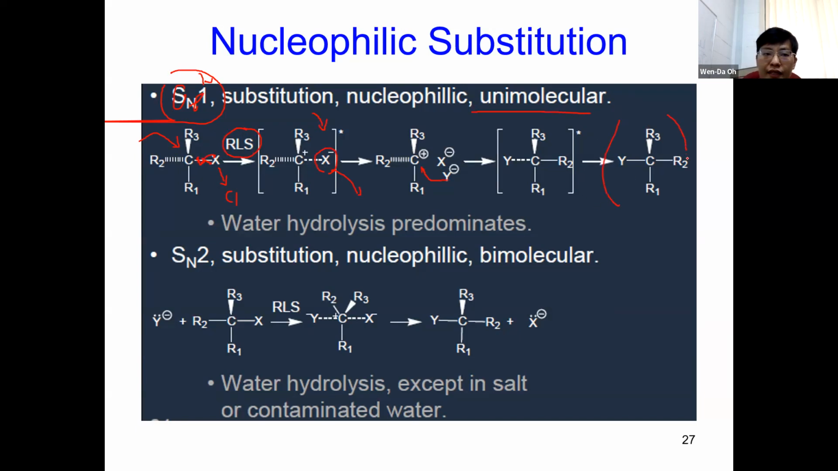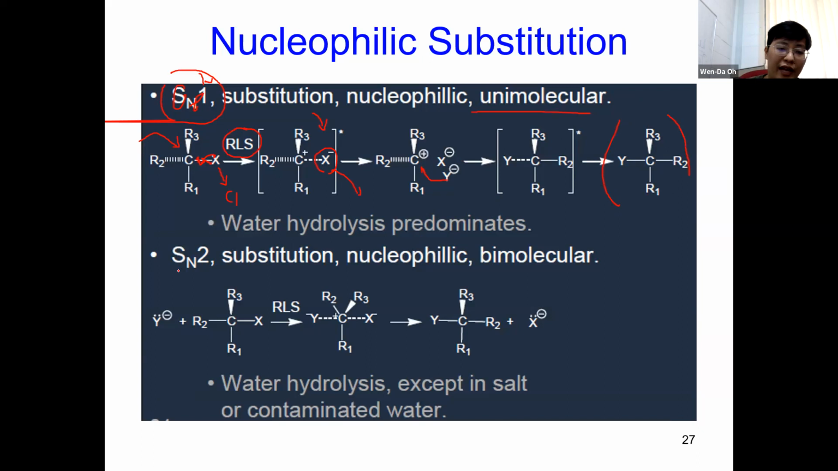So this is a typical example of an SN1 reaction, and this is very commonly observed in the environment, whereby you have a lot of halogens. You have water containing bromide, chloride, and also organic molecules. Usually you will see this kind of reaction happening.